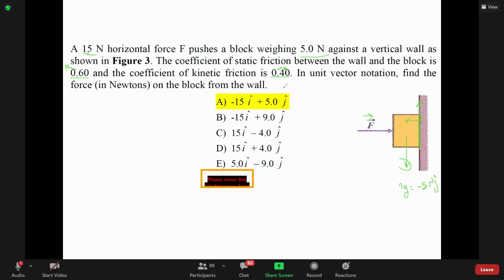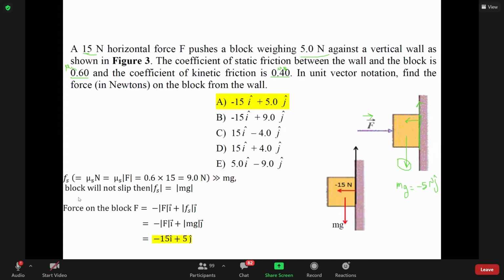So first we need to find Fs maximum. How do we calculate Fs maximum? It is mu S Fn. The normal force that the wall is imposing is 15. Friction forces, these laws are for magnitudes always. So 15 times mu S, the static coefficient, gives 9 Newton.